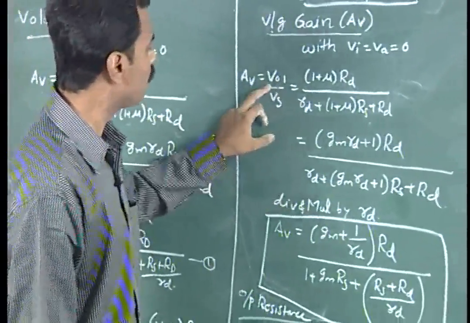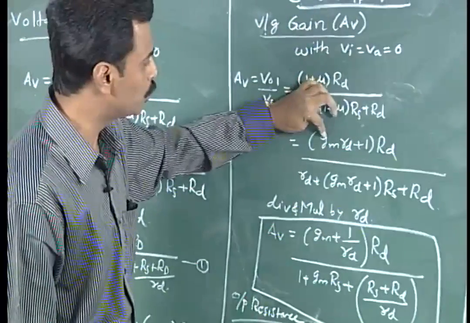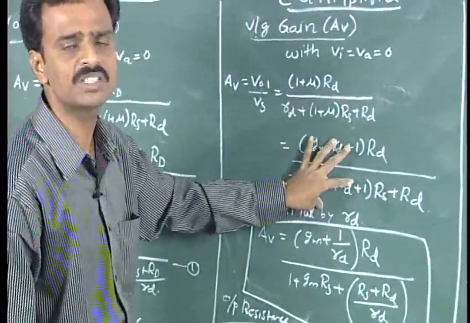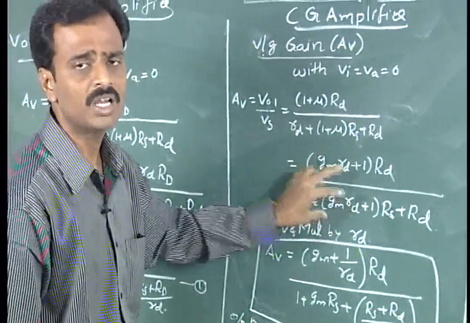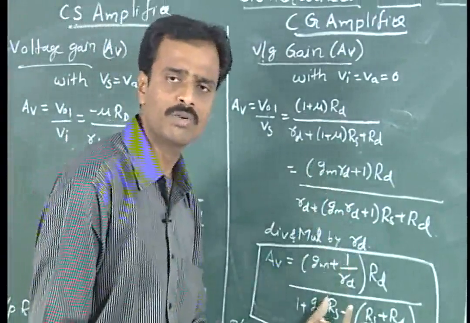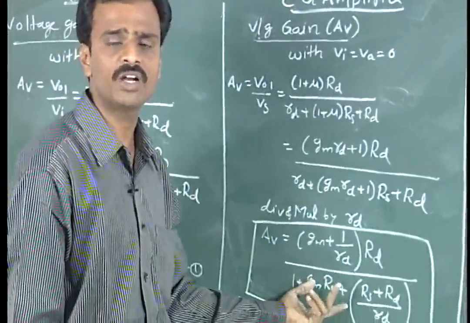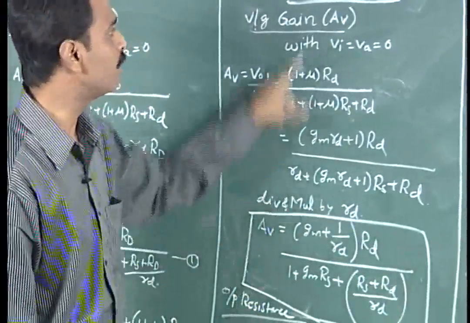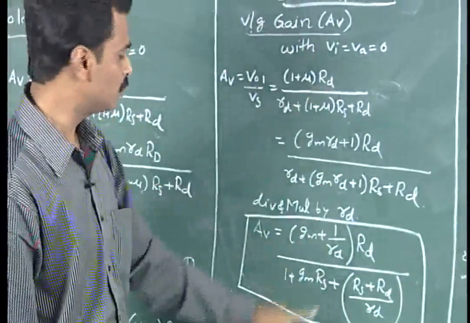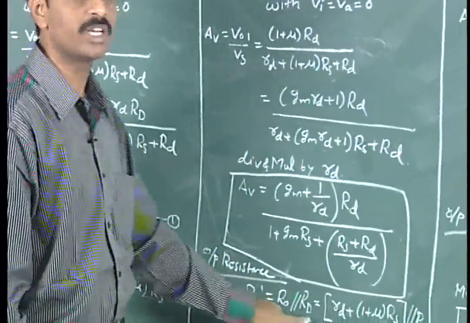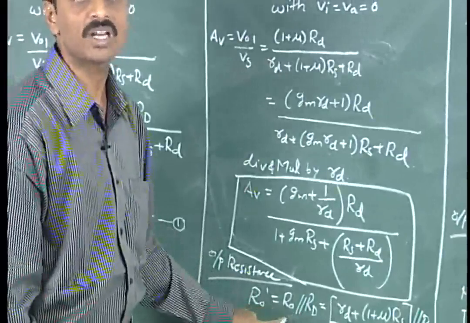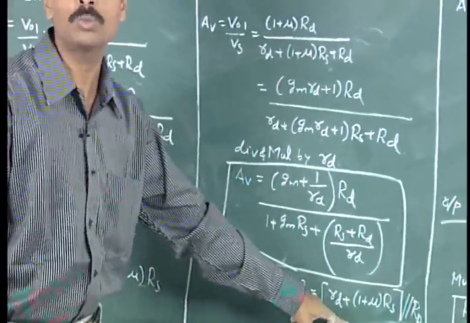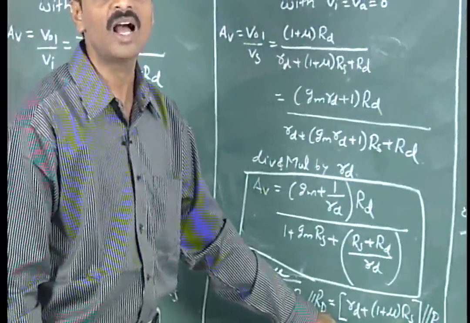So now, when it has been once again replaced by mu equal to gm Rd, and to get a simplified form, once again it has been multiplied and divided by 1 by Rd, and this is a simplified form of the voltage gain for the case of common gate amplifier. And similarly, the output resistance expression is obtained from the resistances which are in parallel, ro and Rd. So it's a final simplified expression for the output resistance for the case of common gate amplifier.